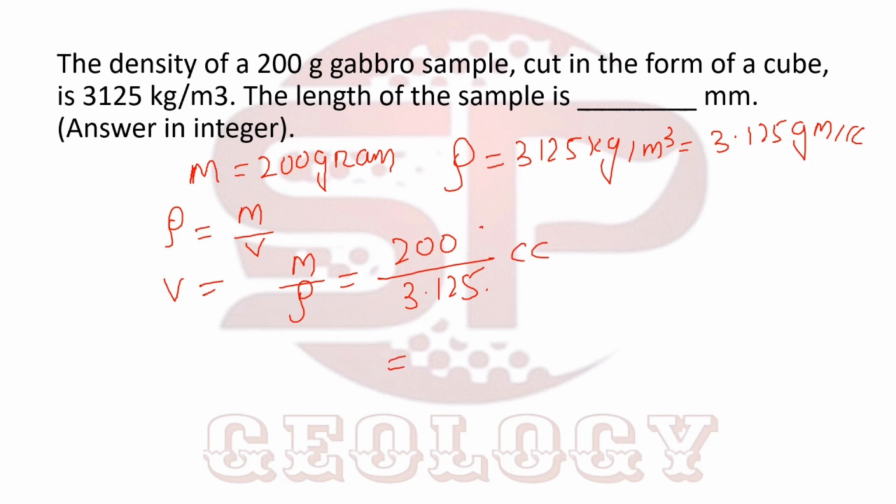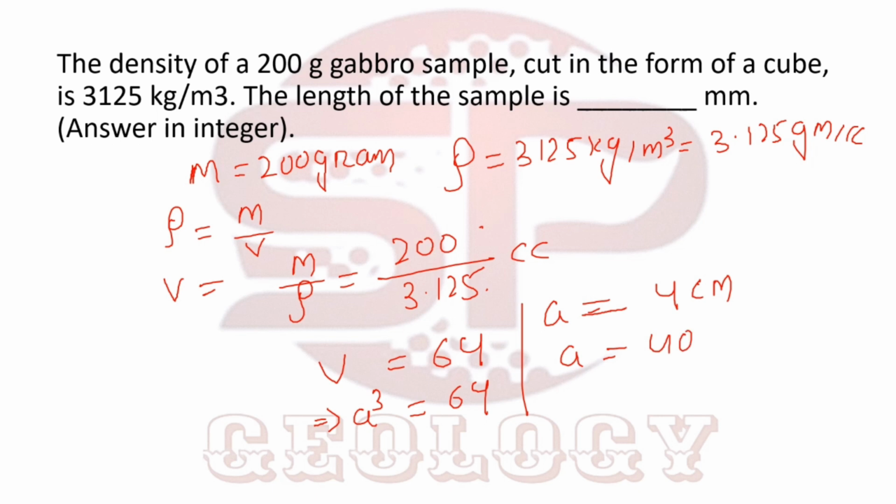So volume will be 64. Volume is A cubed because the shape is given as a cube. So A will be 4, in centimeters. A will be 4 centimeter. It is asked in mm, so A will be 40 mm.